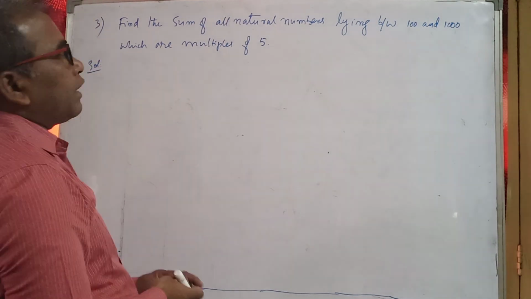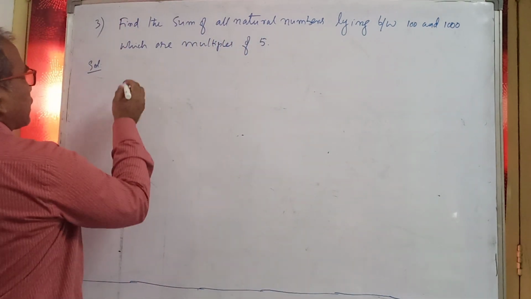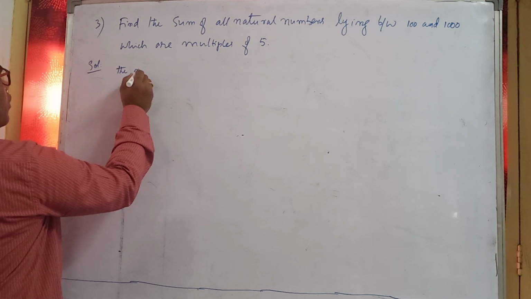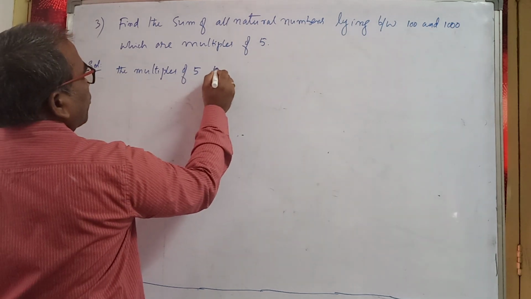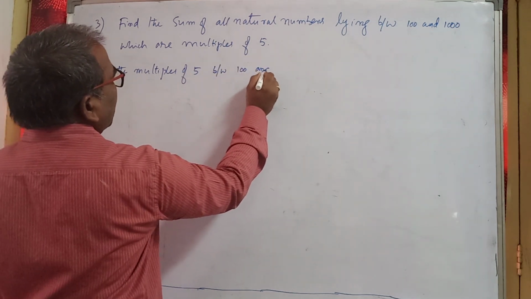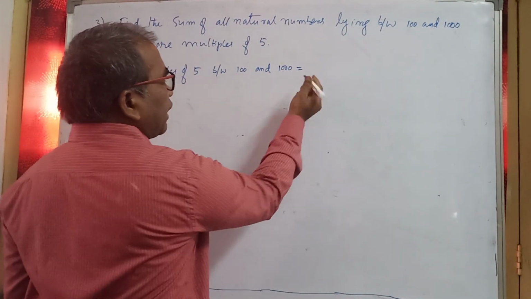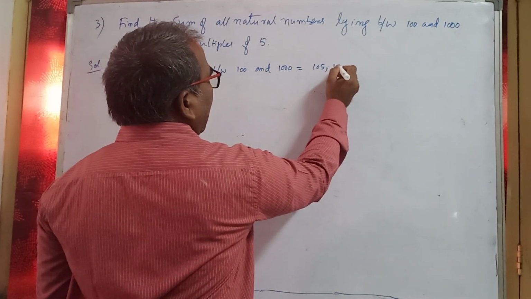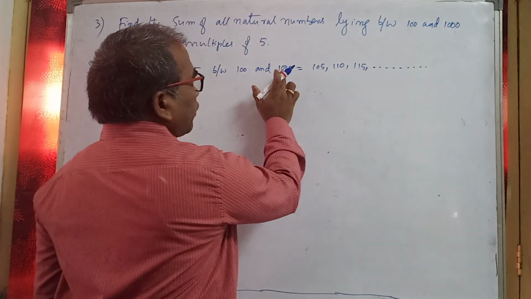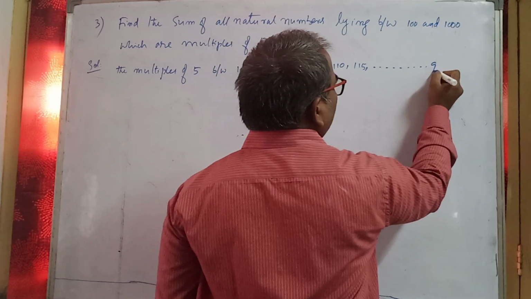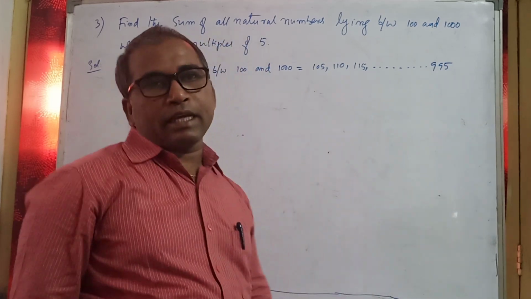First, identify what the multiples of 5 between 100 and 1000 are. What is the multiple of 5 after 100? 105. Keep on adding 5: 110, 115, 120, and so on. Before 1000, what is the multiple of 5? 995. Indirectly, they are asking for the sum of these terms.